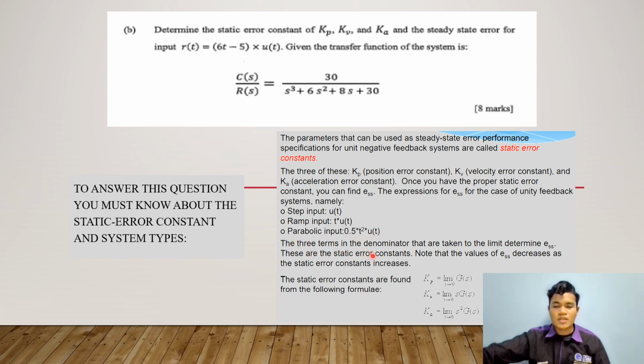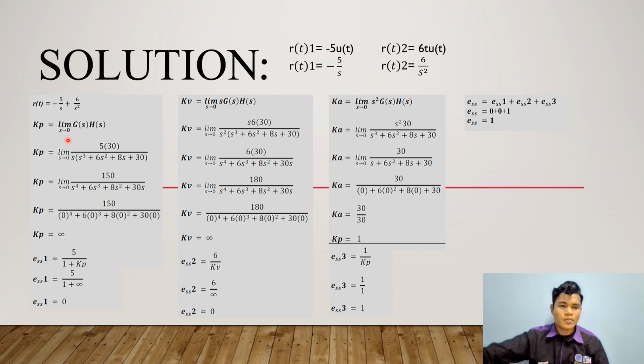The three terms in the denominator that are taken to the limit determine ess. These are the static error constants. Note that the value of ess decreases as the static error constant increases. The static error constants are found from the following formulas. This is the formula for Kp, Kv, and Ka, but let's go straight to the solution. Kp equals limit s approaches 0 of G(s)H(s). Kv equals limit s approaches 0 of sG(s)H(s), and Ka equals limit s approaches 0 of s squared G(s)H(s).